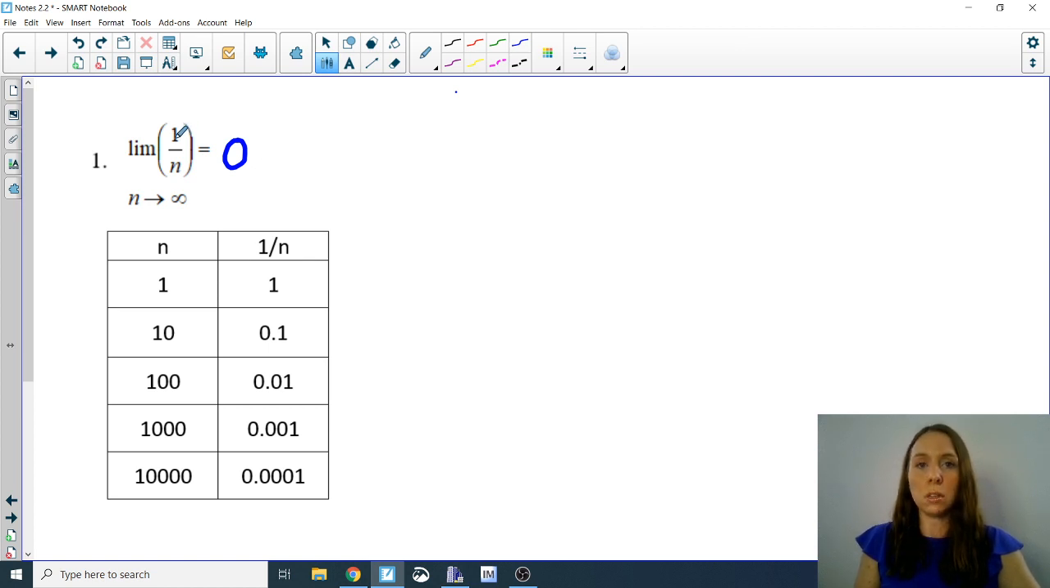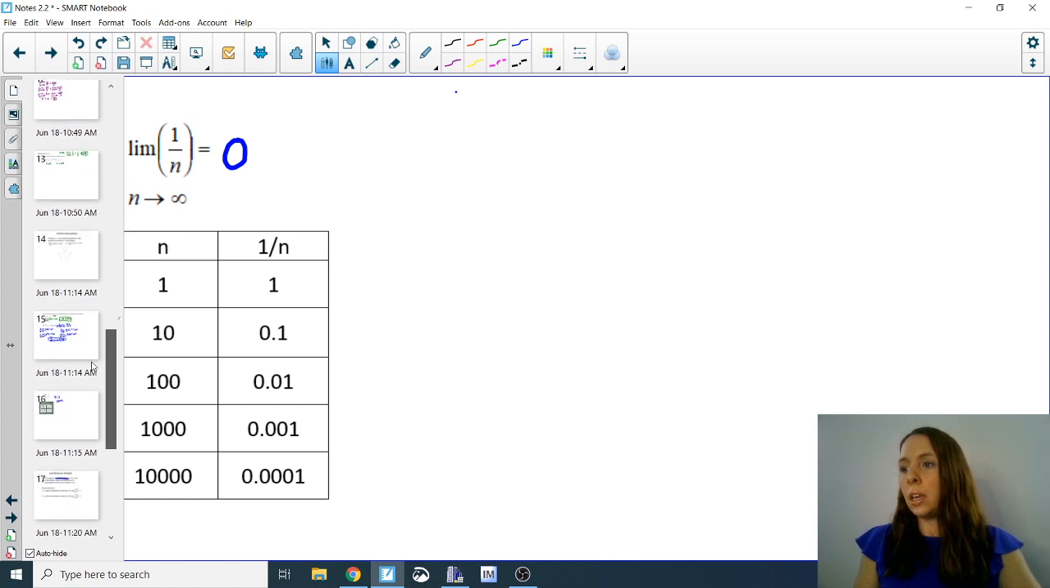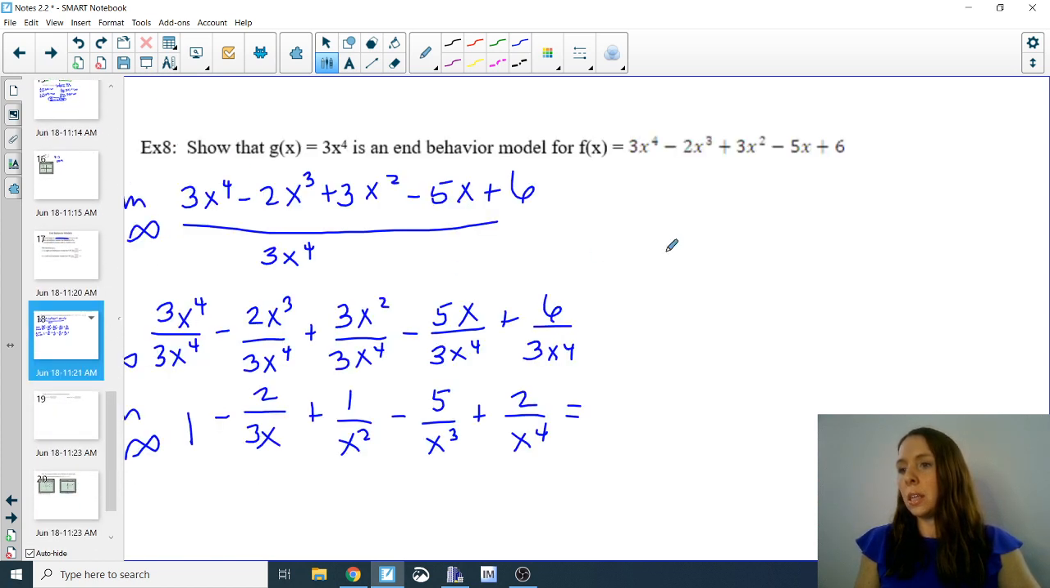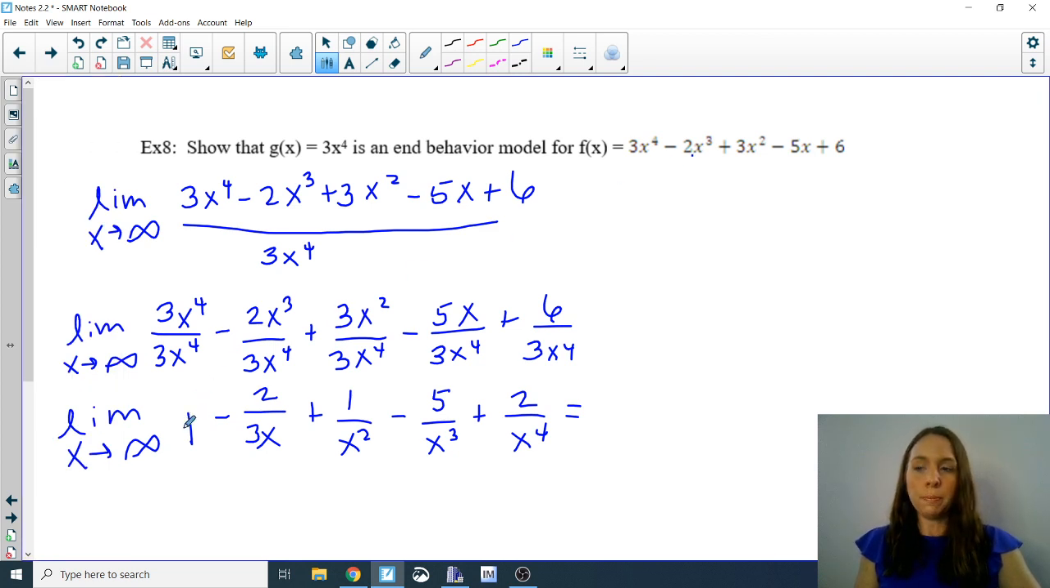So it could be 1,000 divided by n. If n's going to infinity, that expression is still going to 0. It could be 10 divided by n cubed. If n is going to infinity, that expression would be going to 0. And so what I'm trying to say here is that this stays a 1. However, since there is an x in the denominator of this term, and x is going to infinity, this becomes 0. Since there's an x only in the denominator of this term, and x is going to infinity, this becomes 0. This becomes 0. This becomes 0.